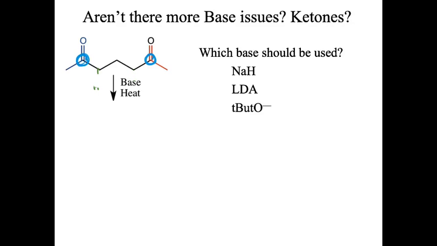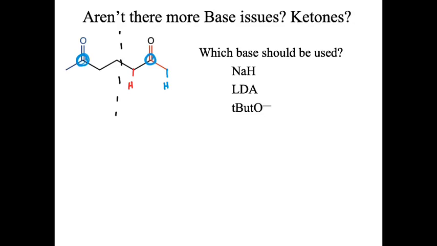There are 4 positions with alpha hydrogens: 1, 2, 3, and 4. But Mustafa's still right. There's only 2. Why are there only 2? There's a mirror. There's symmetry through the molecule, which means the red hydrogens are the same as each other and the blue hydrogens are the same as each other.